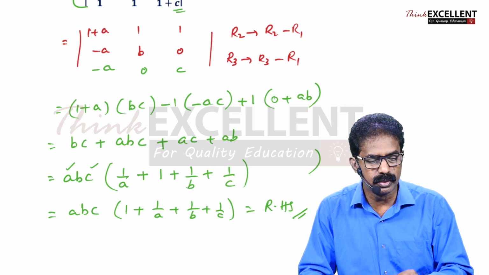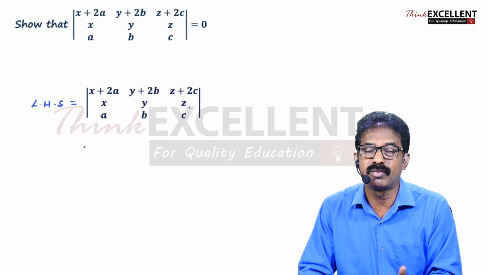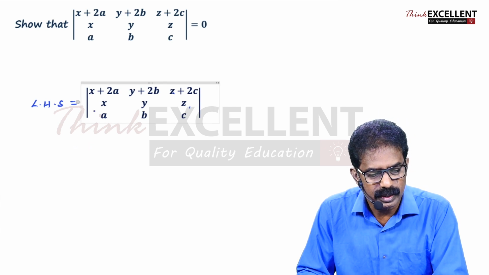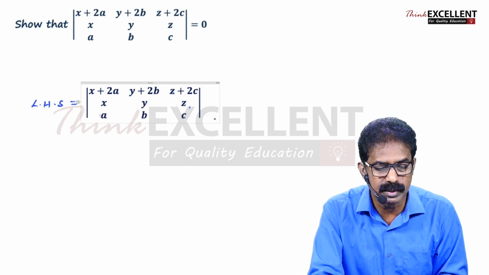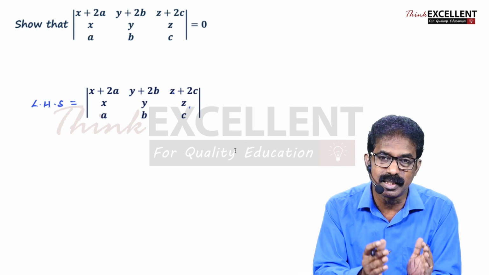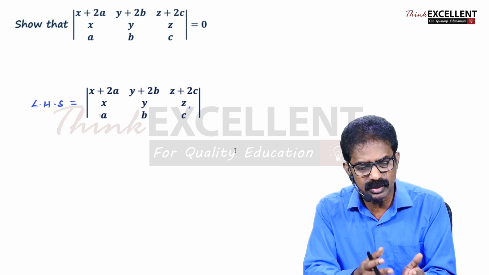Now let's move on to question number 6. Now listen, this question, we start with LHS, we have to prove the answer equals 0, right? So here we have 2 elements. One row is expressed as a sum of 2 elements, so you can write it as 2 determinants. That's true, but without that also you can do this sum.